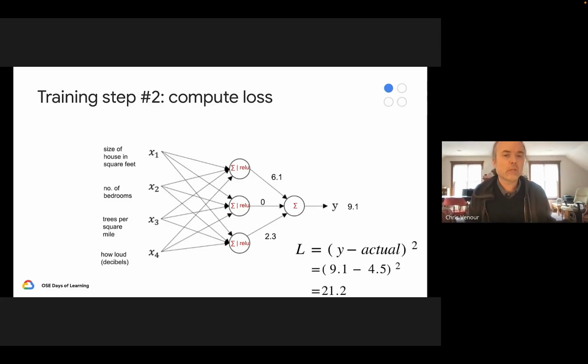Squaring the difference ensures that the loss is always positive, and it has the added benefit of amplifying larger errors. So it gives the neural network a larger slap on the wrist when its prediction is particularly bad.